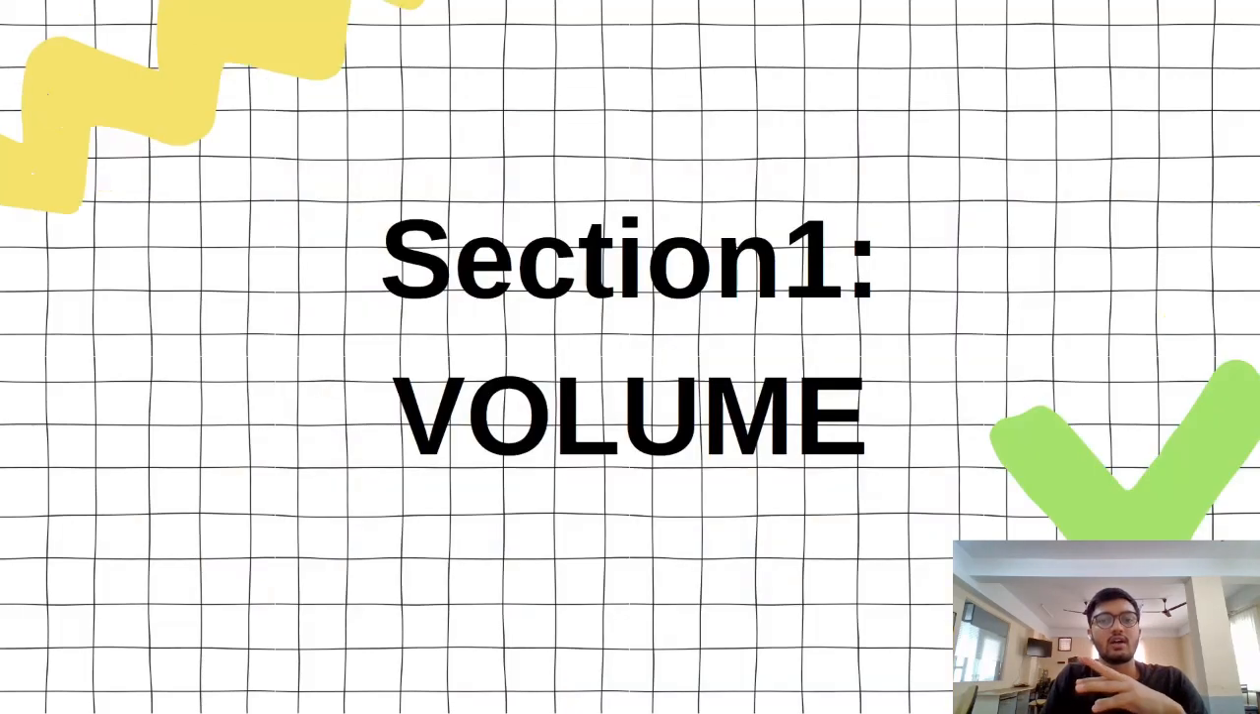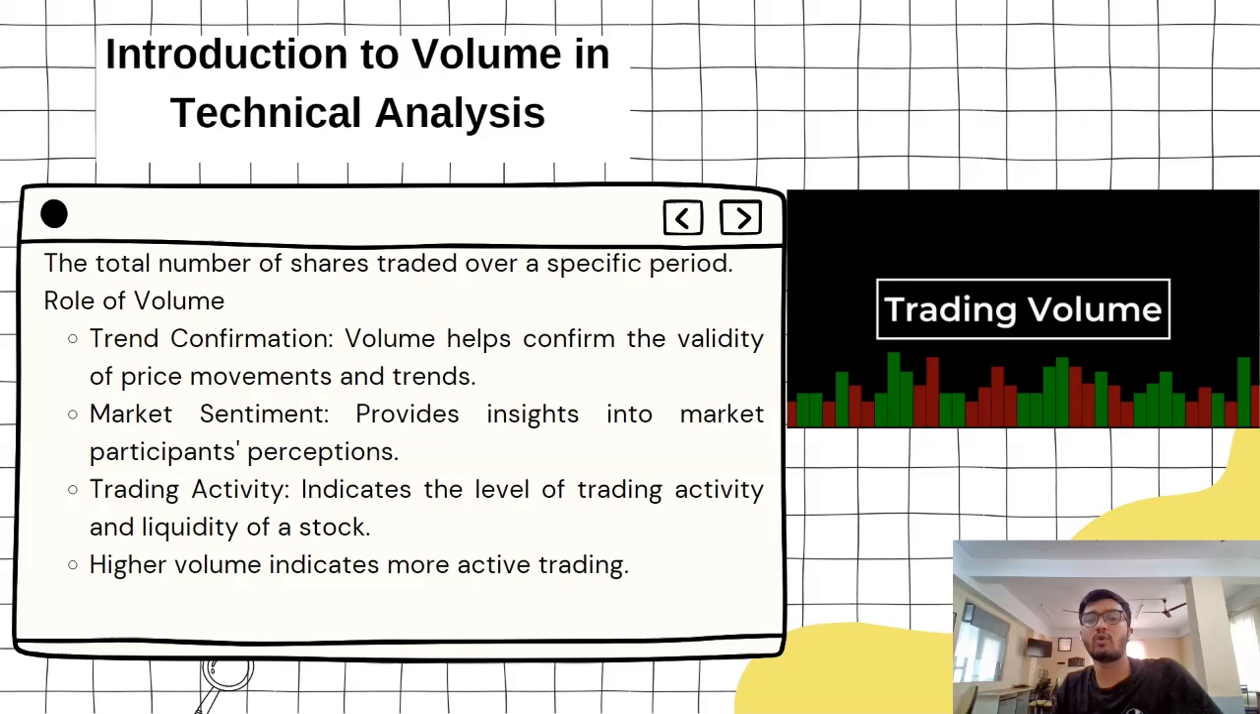Okay, and next, section one will cover volume. So what is volume? Volume is nothing but, for example, if there are 1 million traded shares today of BEL, then 1 million is the volume. What volume is telling us is that 1 million buying and selling transactions of the share happened in that particular stock, BEL. So volume is nothing but transactions. Volume helps us confirm the validity of a price movement.